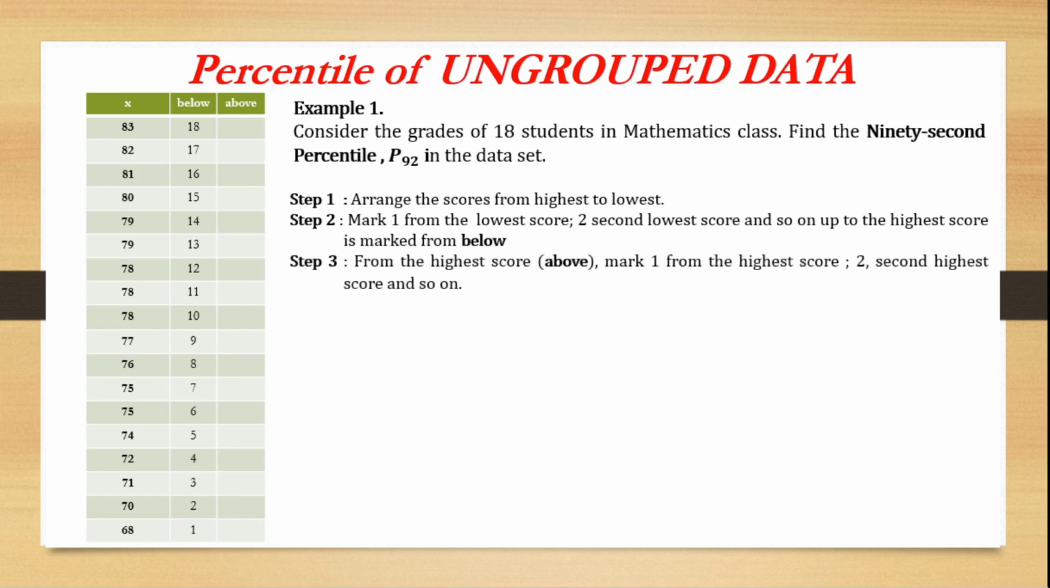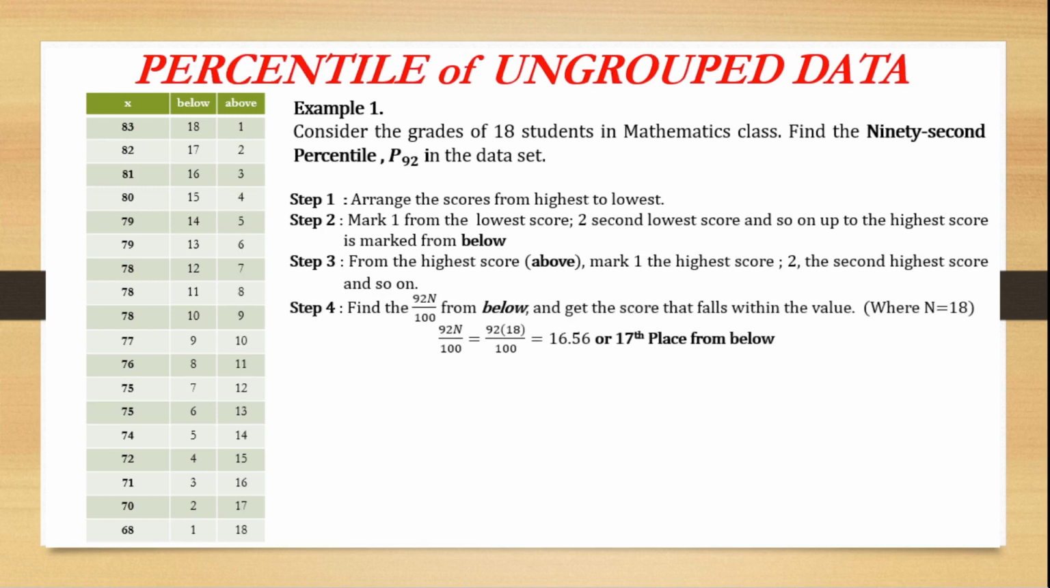Step 3, from the highest score above, mark 1 from the highest score, 2 the second highest score, and so on. Step 4, find the 92n over 100 from below and get the score that falls within the value where n is equal to 18. We are going to use 92n over 100 since we are looking for the 92nd percentile or the P92. So we have 92n where n is the total number of cases over 100.